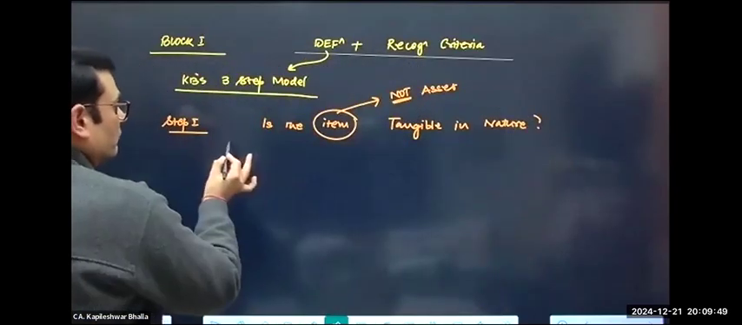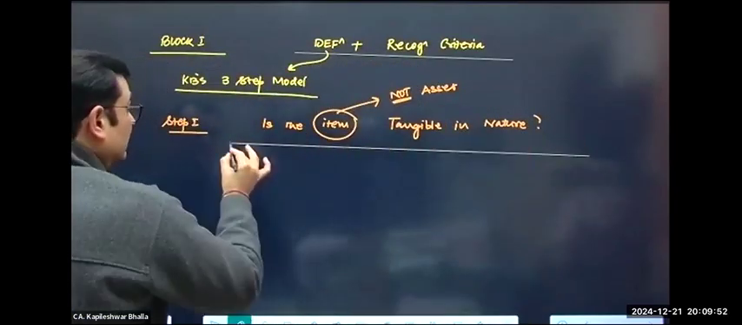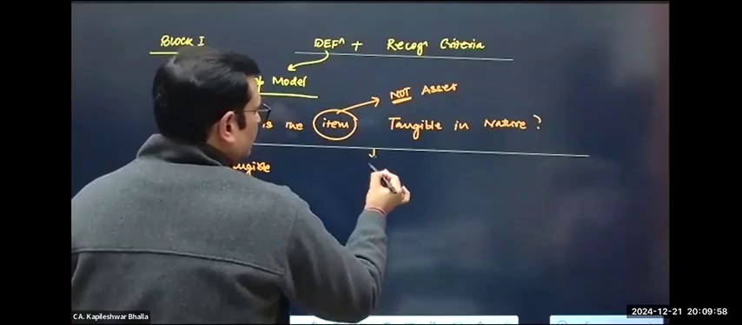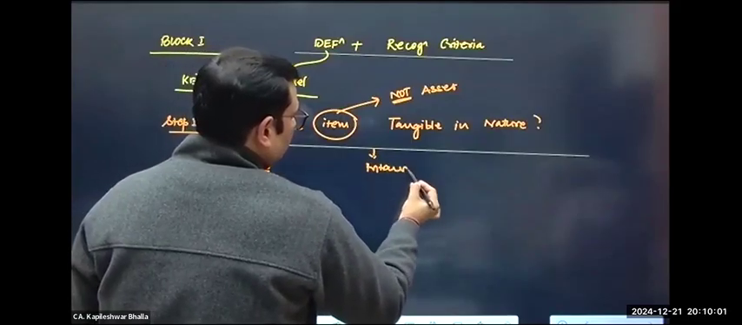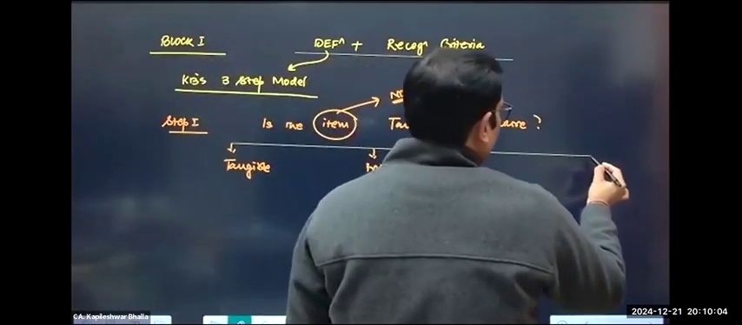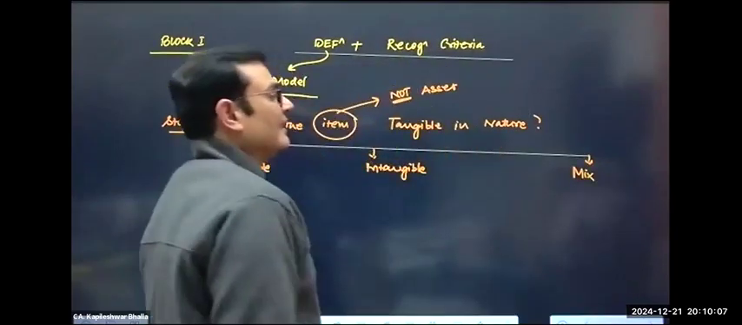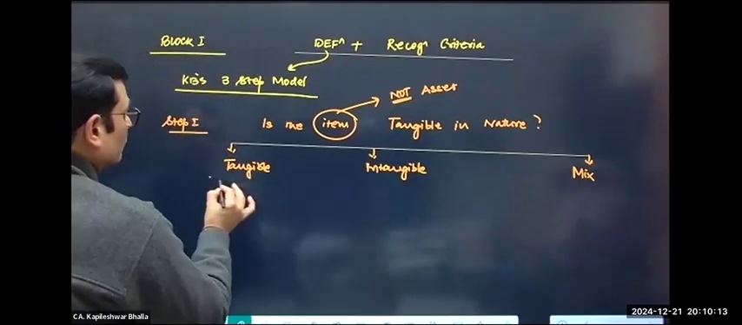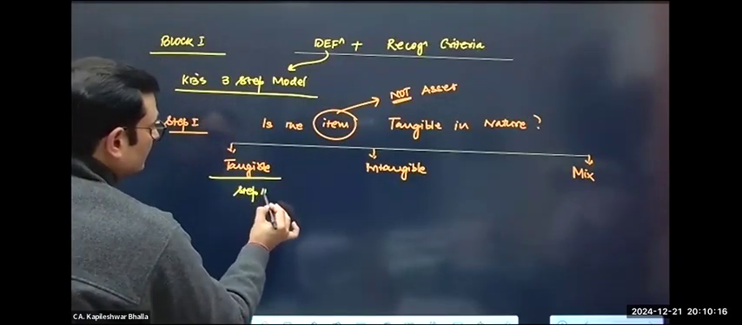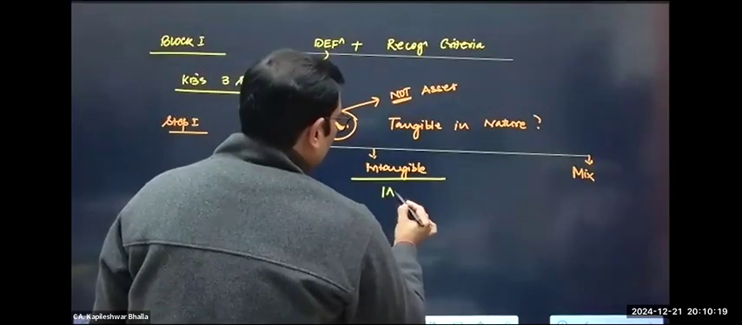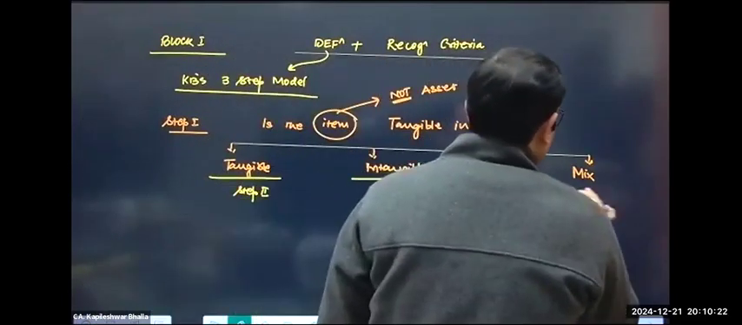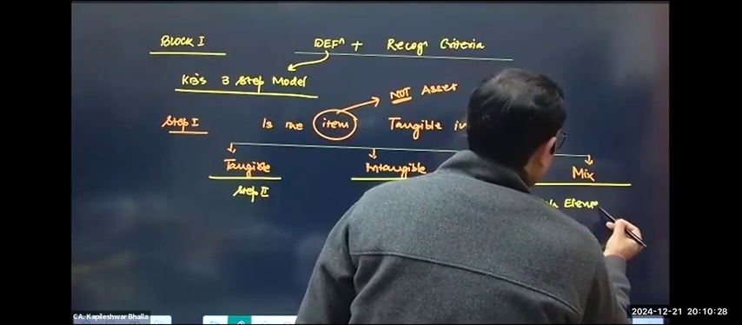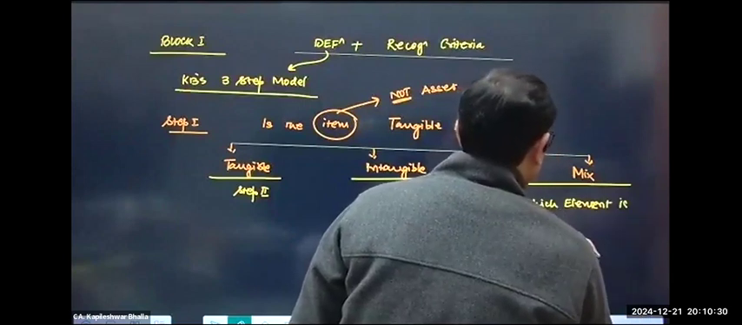I would say there will be 3 permutation combinations in terms of the item. Either we say it is purely tangible, or purely intangible, or a blend of tangible and intangible, a mix of both in nature. If it is tangible, we go to step number 2. If it is intangible, we need to go to IS 38. And if it is mixed, we need to see which element is predominant in nature.